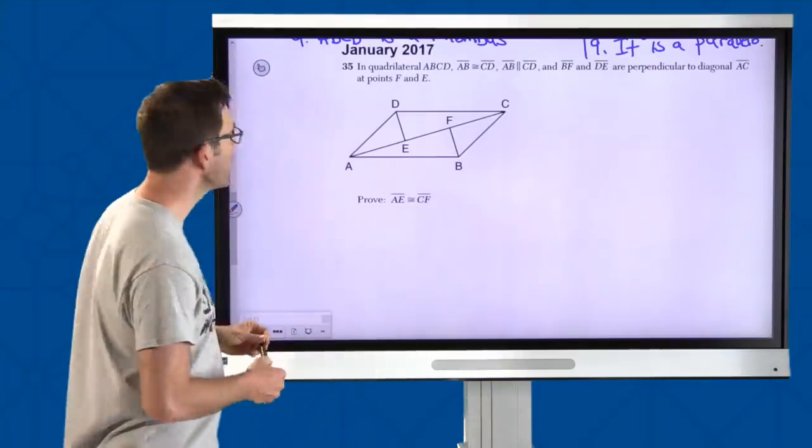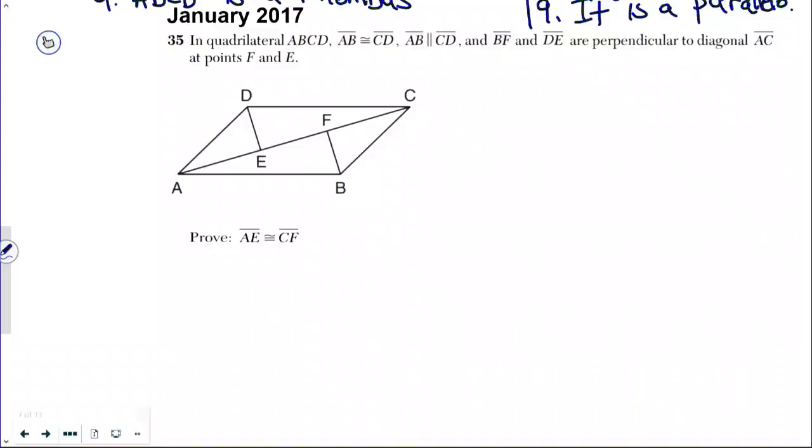35 from January 2017. All right, in quadrilateral ABCD, I'm going to just pause for a moment. See, this time we don't know it's a parallelogram. This time we're just told it's a quadrilateral. But we know that AB, I'm going to draw this up, is congruent to CD. And we also know that AB is parallel to CD. BF and DE are perpendicular to diagonal AC at points F and E.